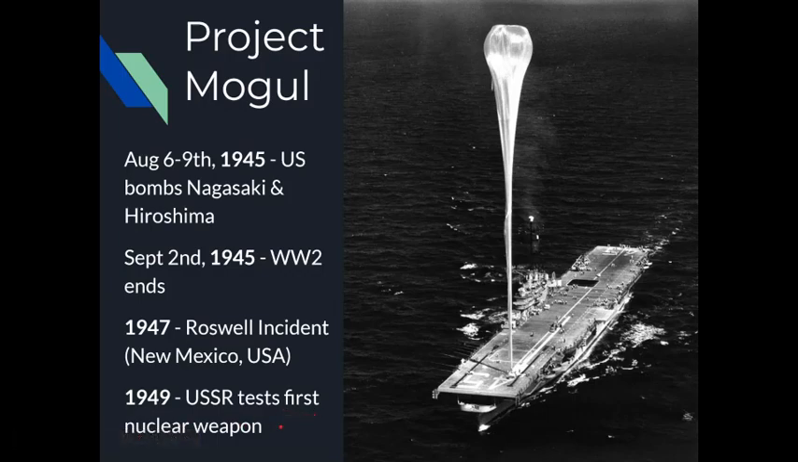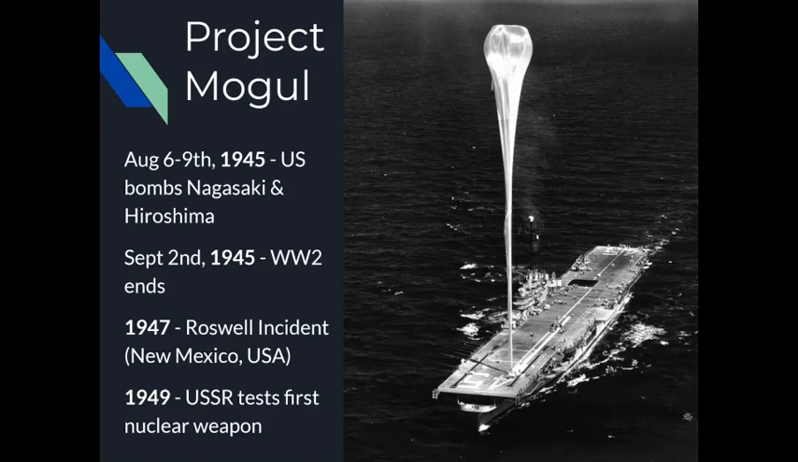So, what we know now about Project Mogul is that during this time frame, right in here between 45 and 49, the United States really, really wanted to know if the Soviet Union had atom bombs yet. As far as they knew, the Soviets didn't have it, but they knew it was only a matter of time before the Soviets got it too. So they were trying their very best to figure it out.